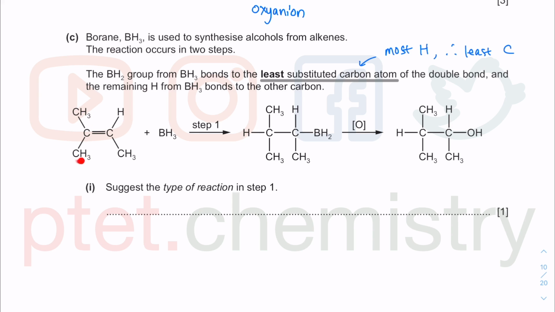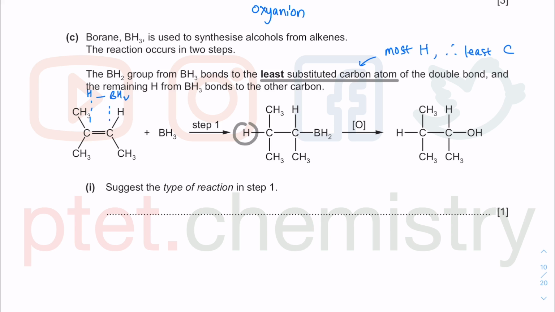This one hasn't got any hydrogen. It is the more substituted one. So that means the BH2 will go here and then the H will go there. That's what they're saying, right? The hydrogen goes onto the more substituted carbon because the BH2 adds to the least substituted carbon, which is the one with more hydrogen and less carbon.